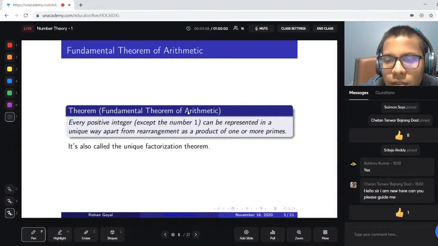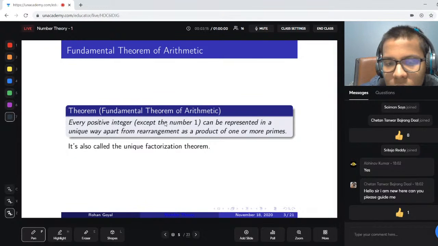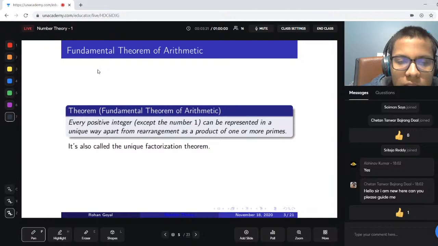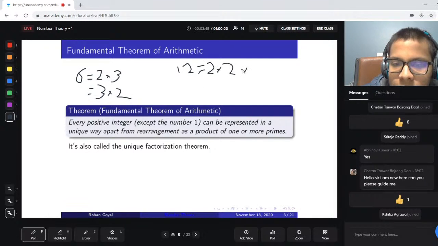Okay, so the fundamental theorem of arithmetic, as most of you will know, is that every positive number or natural number except one, can be represented in a unique way apart from rearrangements as a product of one or more primes. So what that's basically saying is like 6 can be uniquely written as a multiple of primes, 2 into 3. You can rearrange it to write 3 into 2, but that's basically the same thing. Similarly, 12 is equal to 2 into 2 into 3. But that's basically saying the same thing, right? If I write it as 3 into 2 into 3 into 2 or anything. So that's basically what the fundamental theorem of arithmetic is.